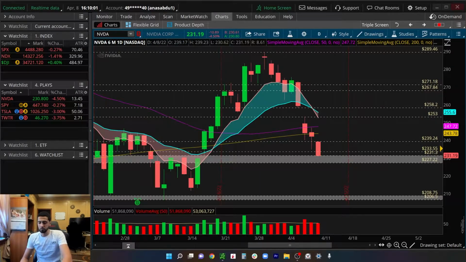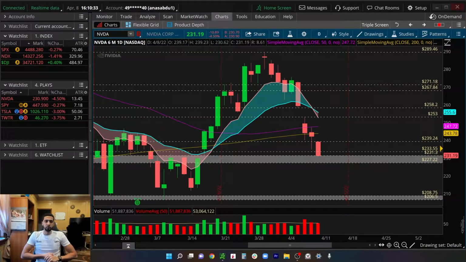I'm writing down here, key level for Nvidia is 227 to 231. Because the stock is oversold right now, that area can potentially be a key demand zone, right? And I could potentially play the bounce. Again, this is not investment advice, this is just education, and this is what I'm doing. I am not telling anybody to do anything.